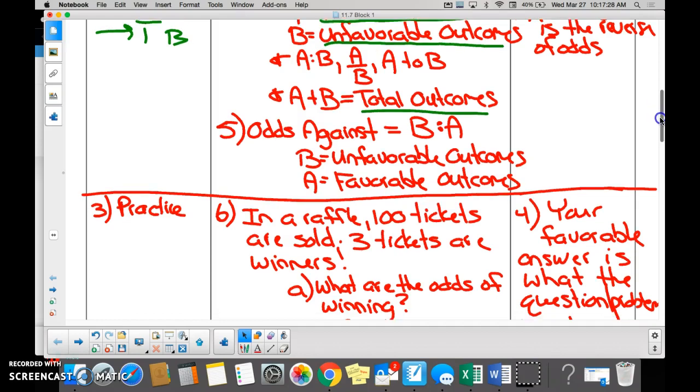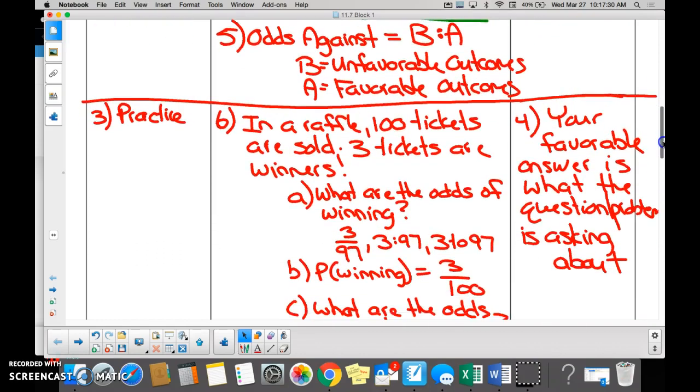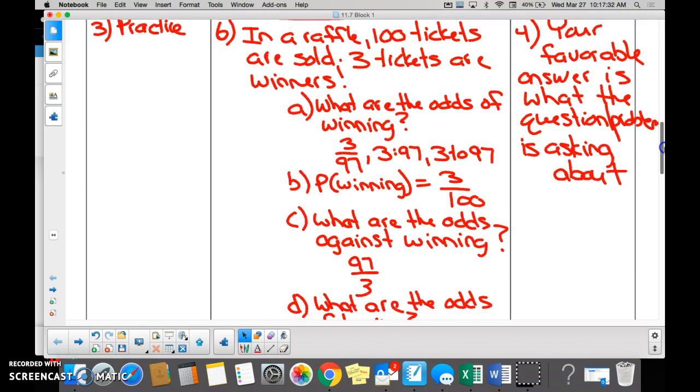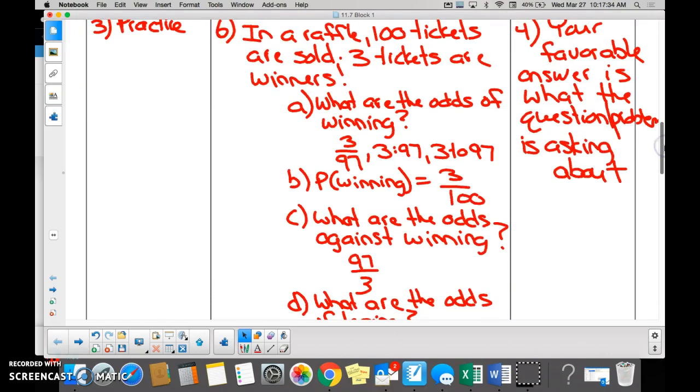Our practice, I'm going to read this one to you. In a raffle, 100 tickets are sold, 3 tickets are winners. What are the odds of winning? What are we looking for, first of all, you guys? In this question, I need your eyes up here. In this question, what are we looking for? Winning. Okay, so the odds in favor, or the odds of winning, would be 3 over 97. So this is what we're looking for. That's like the A in our formula, right?